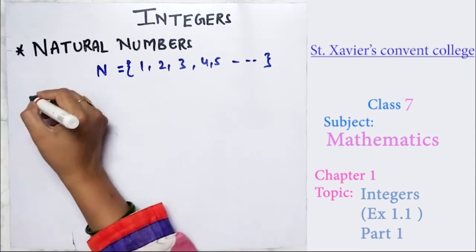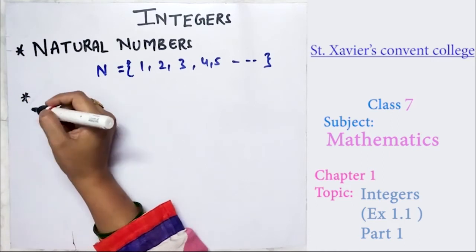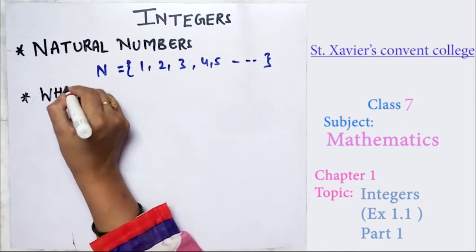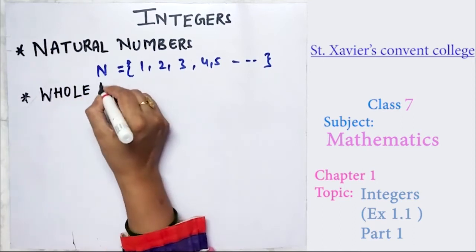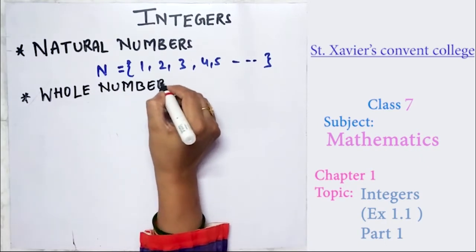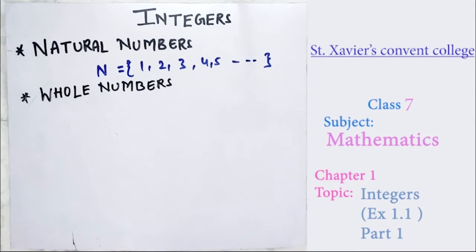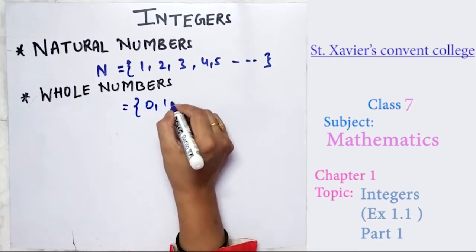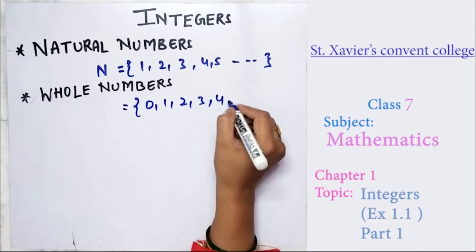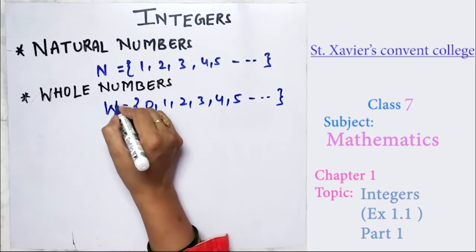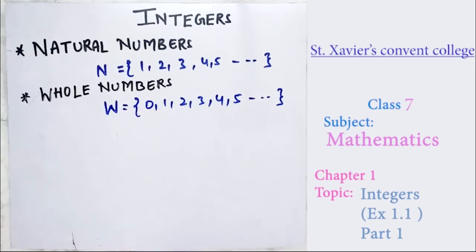The next is whole numbers. These are also a type of natural numbers, but they include 0 in their set. So their numbers start from 0, 1, 2, 3, 4, 5 and so on. And the whole number set is notated by the capital letter W.